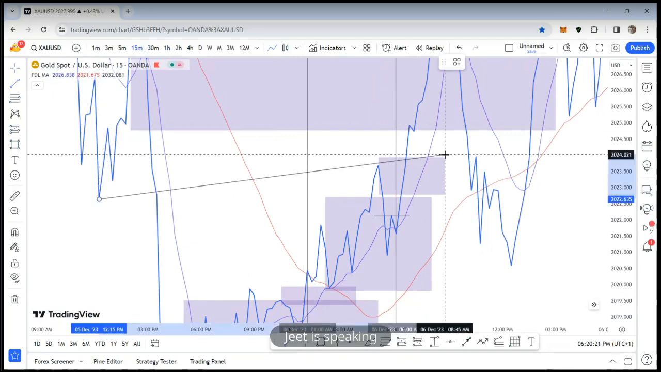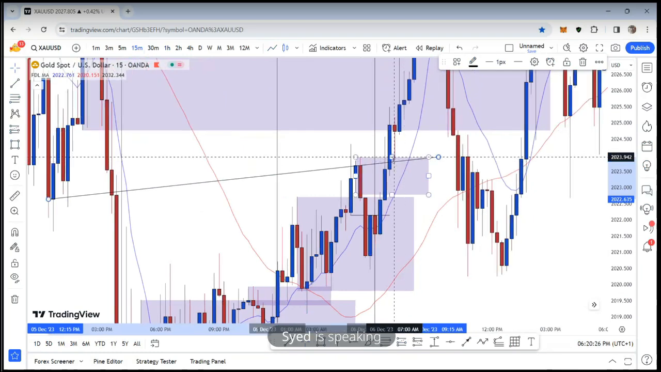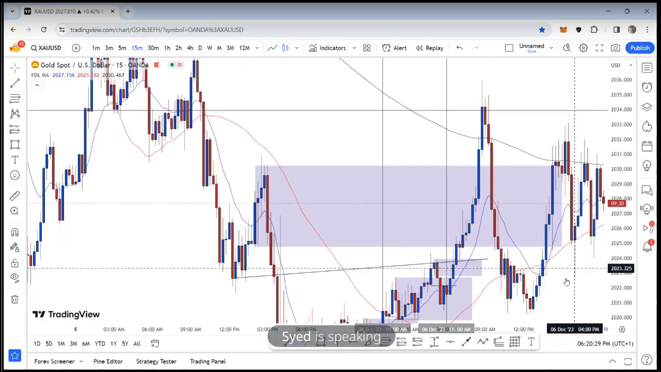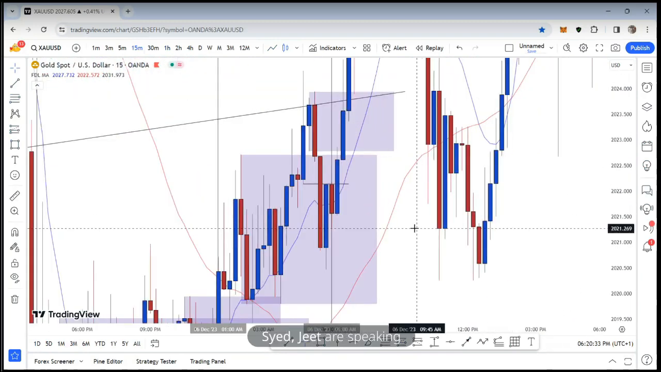Price reacted from this level and it was buying. Can you see that spike to the upside? Yes. But you'd have still had an early entry.